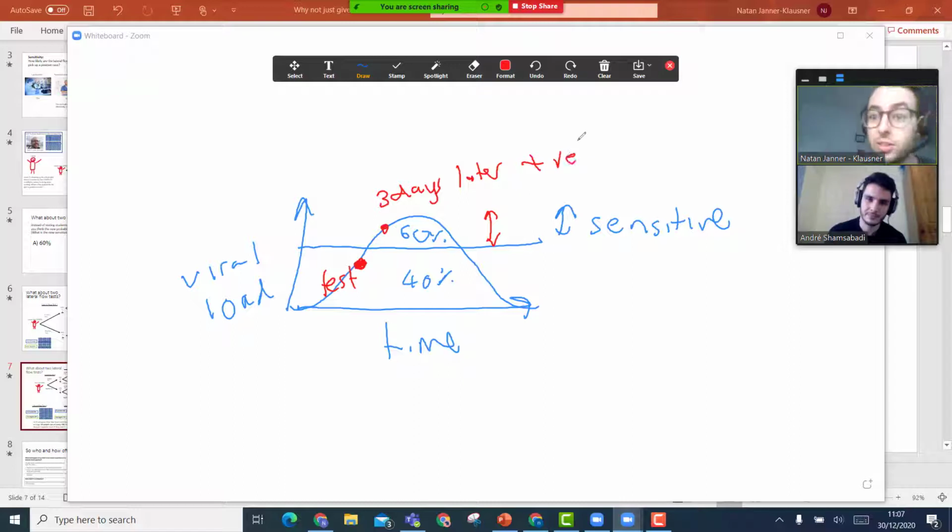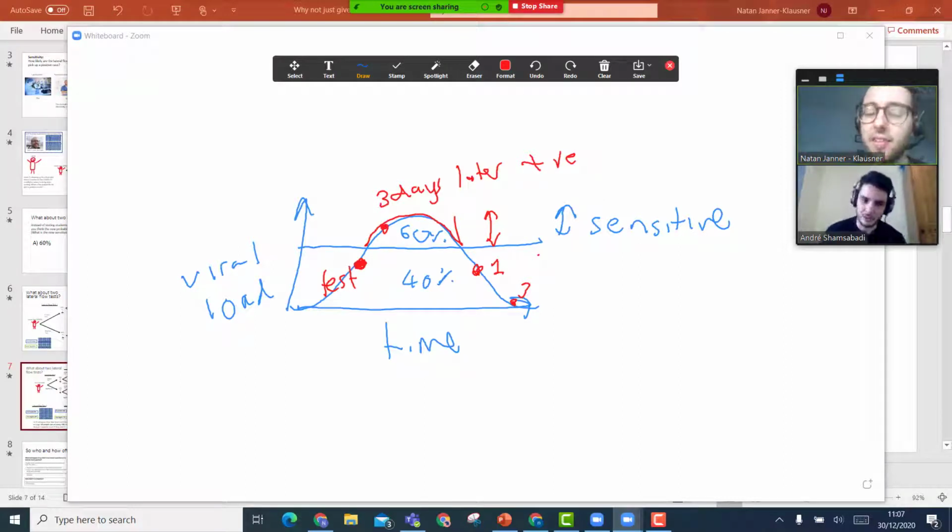Which is why it is important. One negative doesn't mean you don't have it at all. It could just mean you are at either of these steps. You are on the come up of your viral load or on the come down of your viral load. And that's why, look, if you get a test here and it's negative, and then this is day 1, and then 3 days later you're here and it's still negative, well, that's good. It means you either don't have it at all or are on the come down, which is good. But the key thing is that the 60% sensitivity captures you at your most infectious as well. Your most infectious.